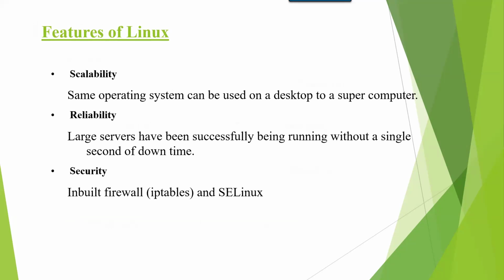Scalability means the same operating system can be used from a desktop PC to a supercomputer. The operating system is the same. See, if you go with Windows, there are two types of operating system: client operating system and server operating system. Client means which requests the services. Server means which provides the requested services. So client operating systems are different, server operating systems are different.